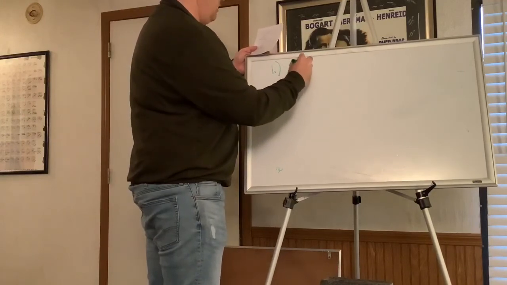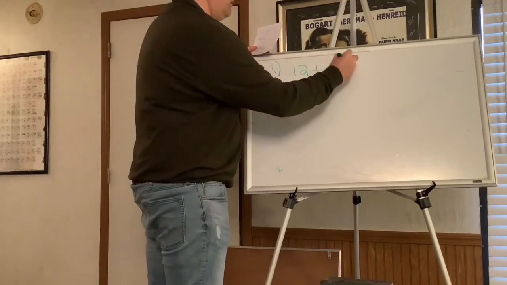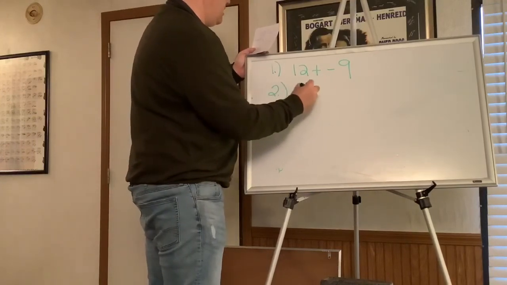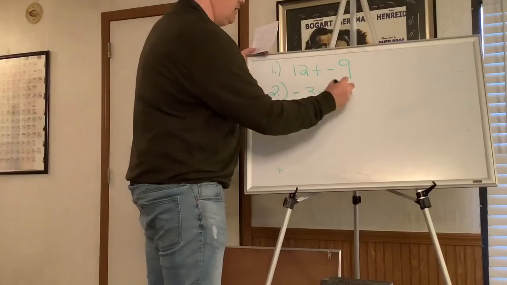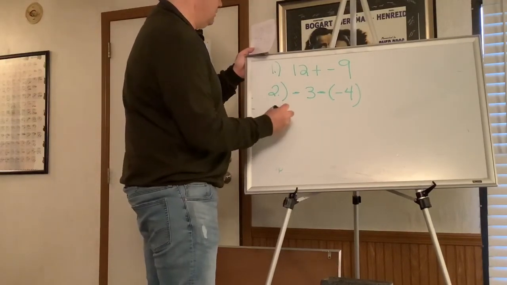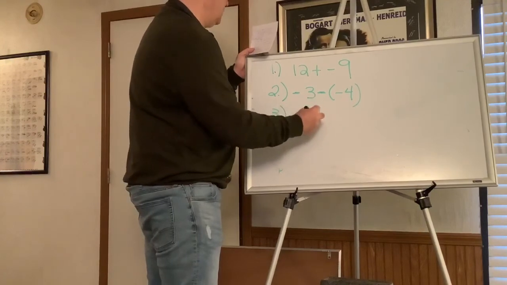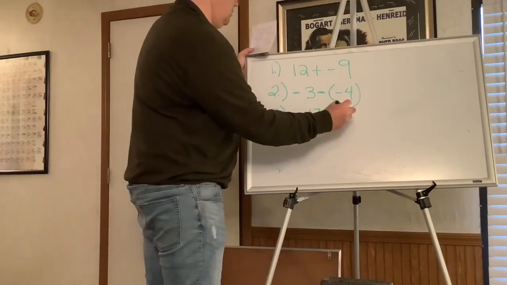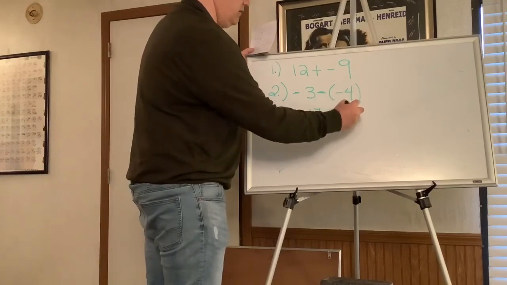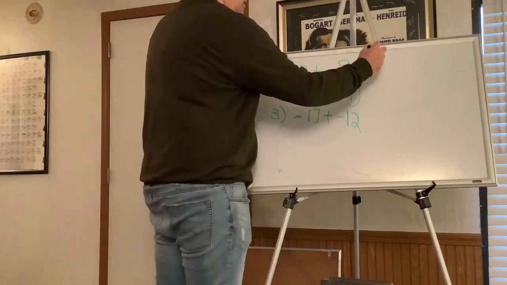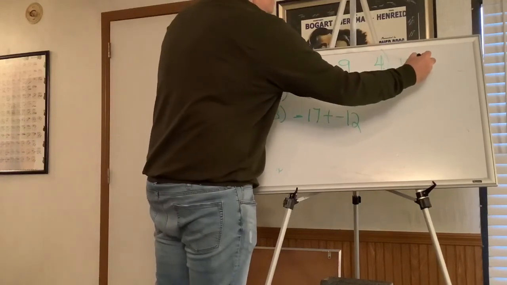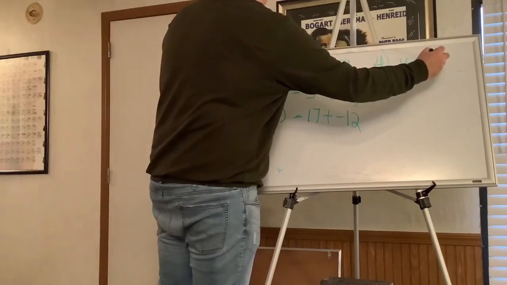Number 1 is 12 plus negative 9. Number 2 is negative 3 minus negative 4. Number 3, now all you're doing is just going through it and changing the double signs. So negative 17 plus negative 12. Number 4 is 15 minus negative 14.